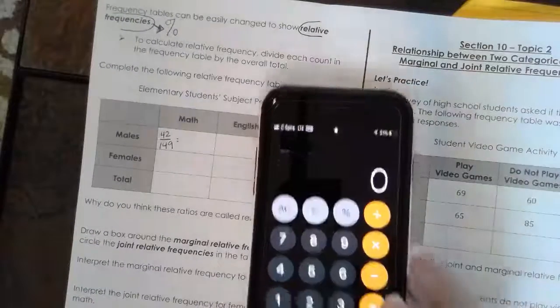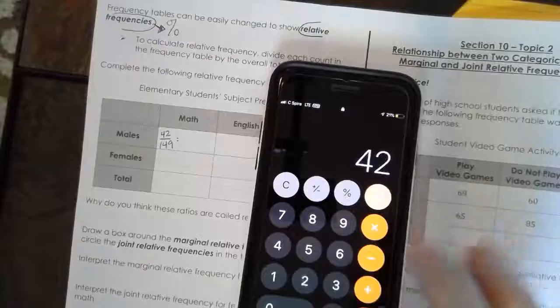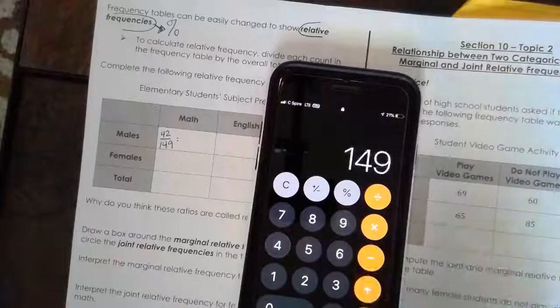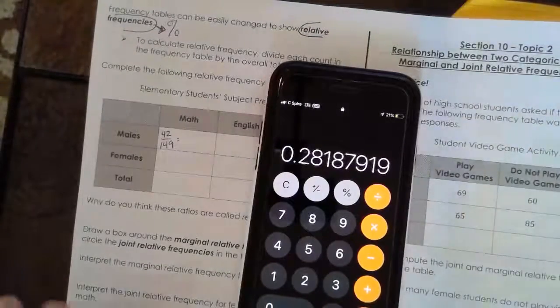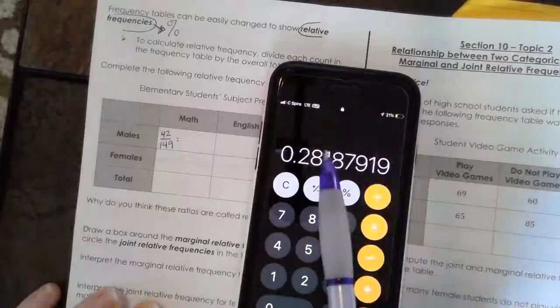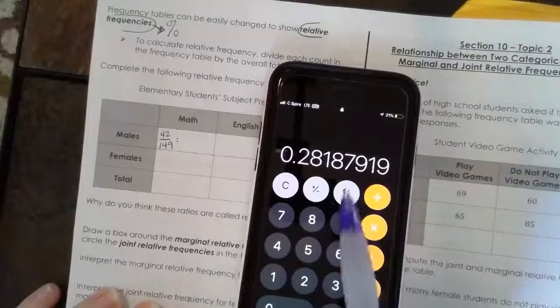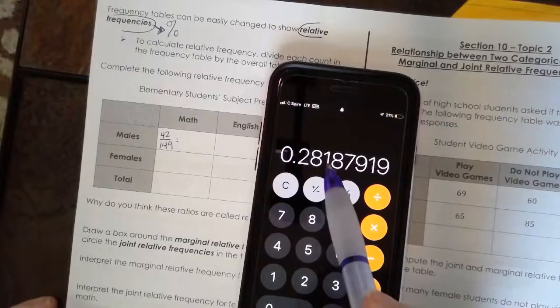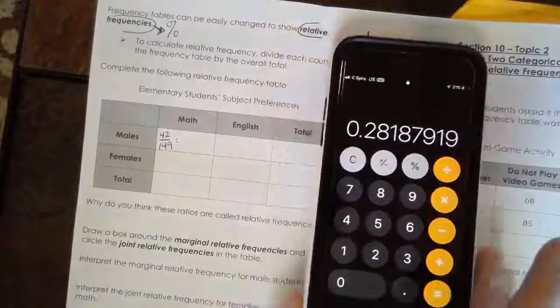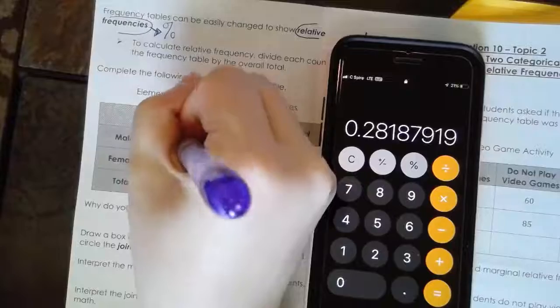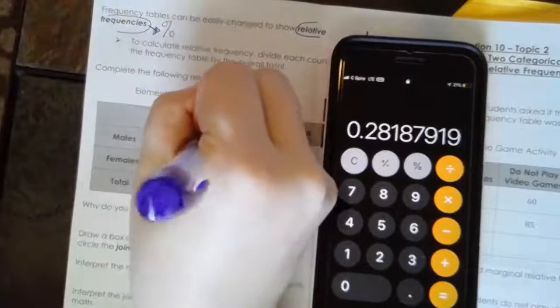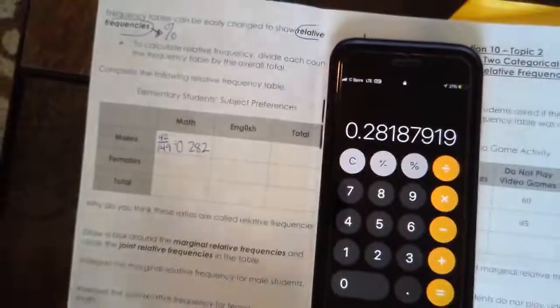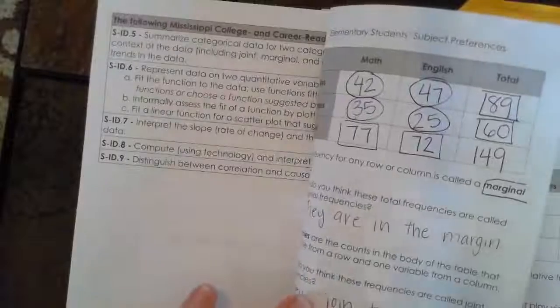So 42 divided by 149 is 0.281, and I'm going to round that to the thousandth. So this 8 is higher than 5, so it tells that one to go up. So 0.282.